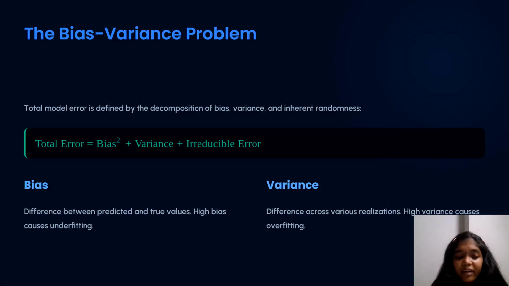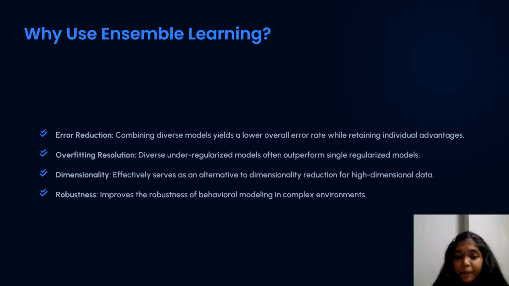If a model has high bias values, it will cause underfitting. And if a model has high variance values, it will cause overfitting.